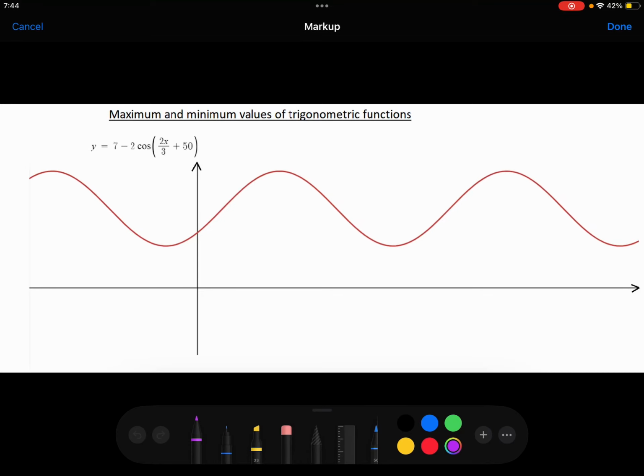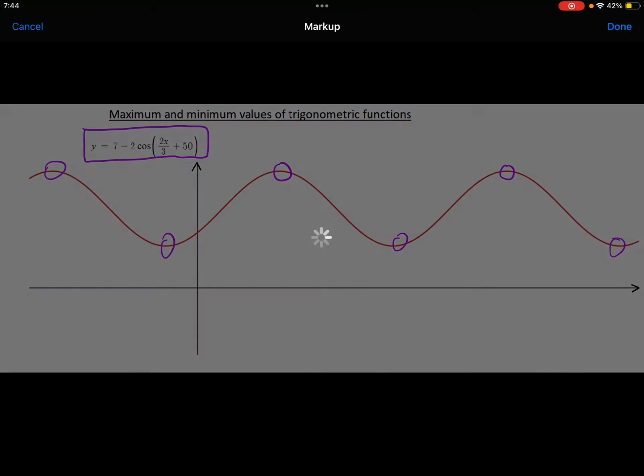This video is about how we can find the maximum and minimum values of trigonometric functions in a quick and easy way. So, for example, I'm looking to work out what are the coordinates of these maximum points and what are the coordinates of these minimum points, and I want to try and do that as quickly and easily as I can just by looking at this equation. We'll come back to this example in a few moments.